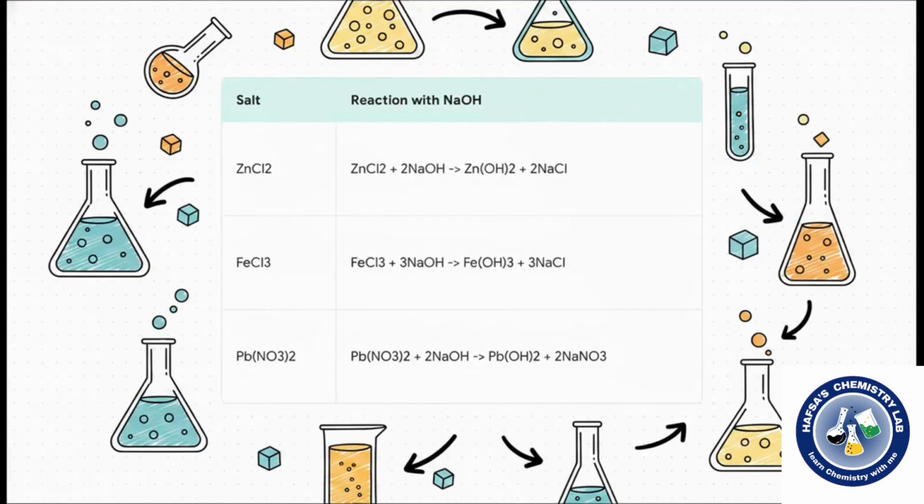Finally, let's quickly detail how strong bases like sodium hydroxide react with different metal compounds. Honestly, they act almost like chemical swap meets. If NaOH reacts with zinc chloride, it swaps out to form zinc hydroxide. React it with iron chloride, and you get iron hydroxide. React it with lead nitrate, you yield lead hydroxide. In every single case, the base forces a structural exchange, forming completely new, distinct chemical products that often drop right out of the solution as solid precipitates.